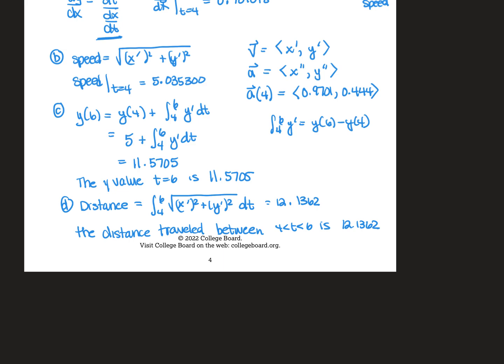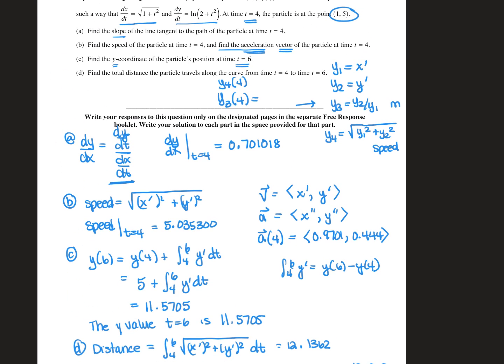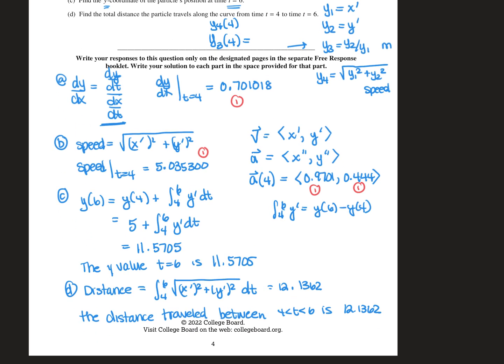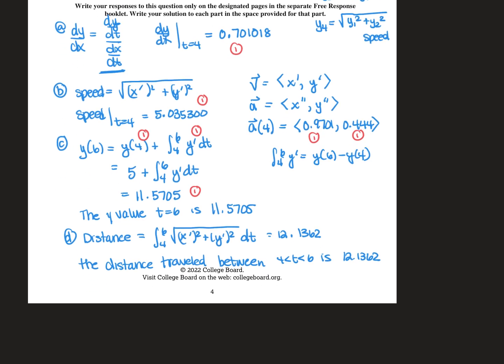The second question, we get 1 point for part A. Part B, you get 3 points. You get 1 for the speed, 1 for the first component of acceleration, and 1 for the second component of acceleration. C, you get 3 points, 1 for remembering the integrand, 1 for using the initial condition, and 1 for the actual answer. And part D is worth 2 points, 1 for the correct formula, 1 for the answer.